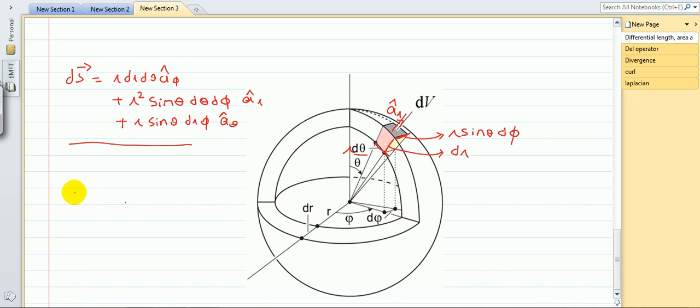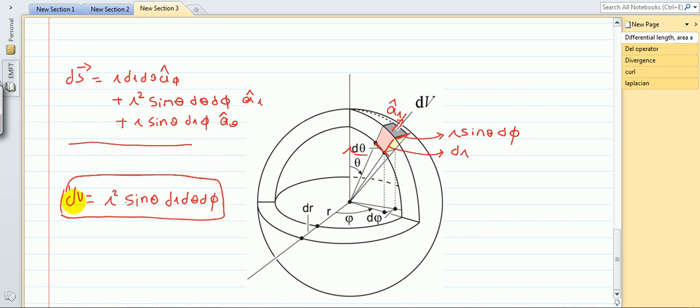I can also write the differential volume here. It will be the multiplication of all the differential elements, that is r sine theta d phi into dr into r d theta. So it can be written as r square sine theta dr d theta d phi. So this is the differential volume for the spherical coordinate system.